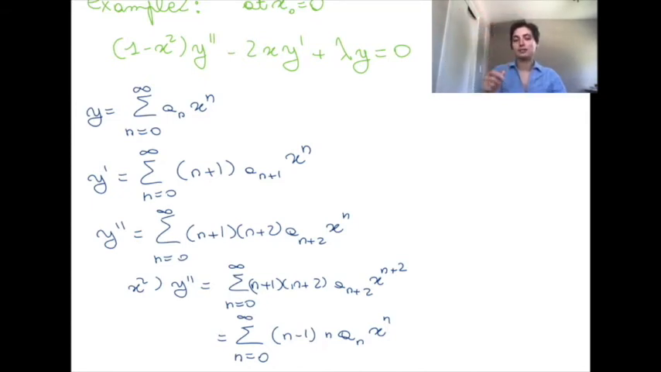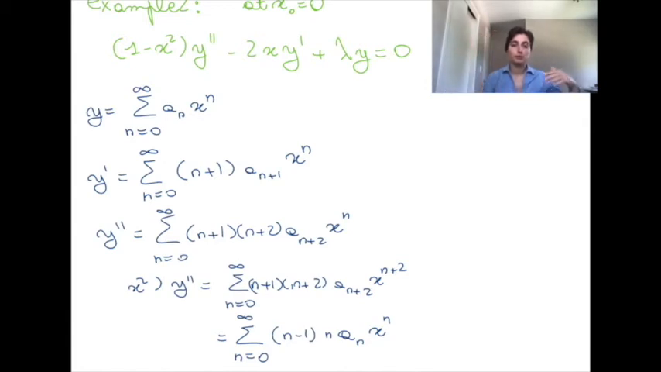What we want is that in our sum, x is always evaluated at the same power. So everything works except the term x squared times y second. So let's look at this term a bit more closely. X squared times y second would be the infinite sum of (n+1) times (n+2) times a_{n+2} times x to the power n+2. We would like to shift this to have the power of x being specifically n.